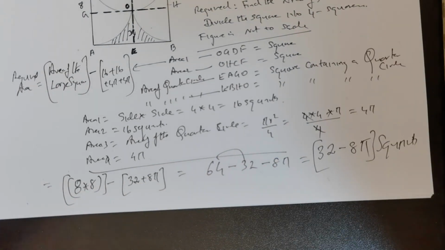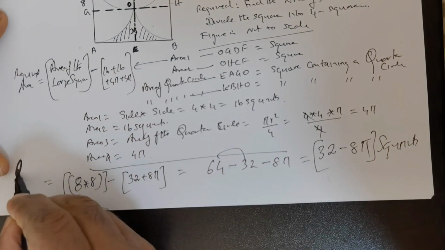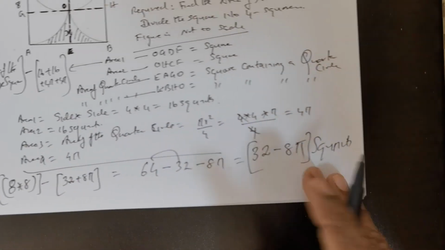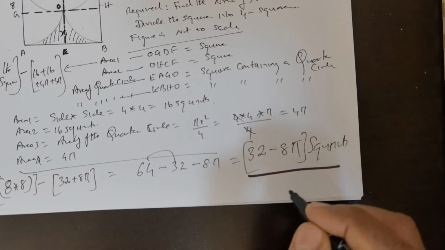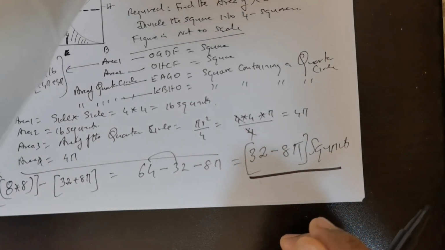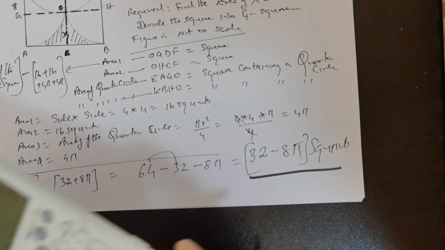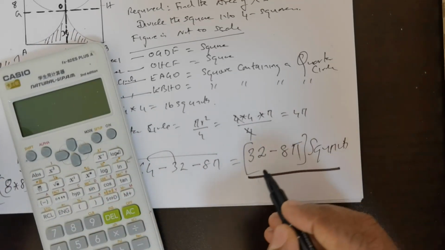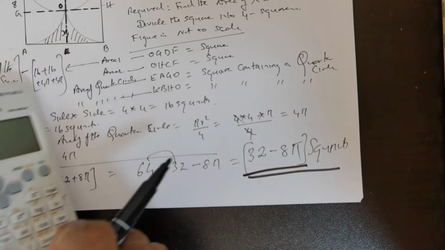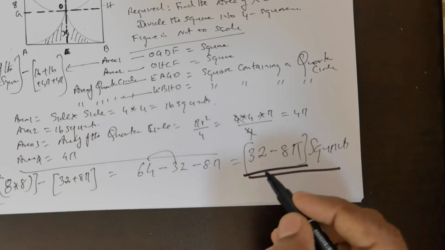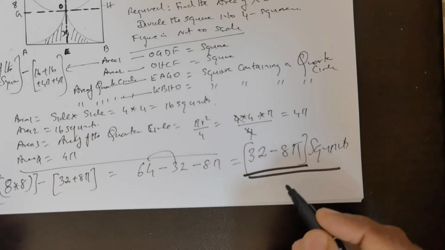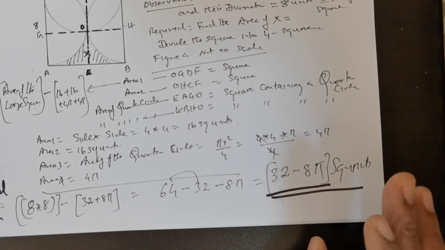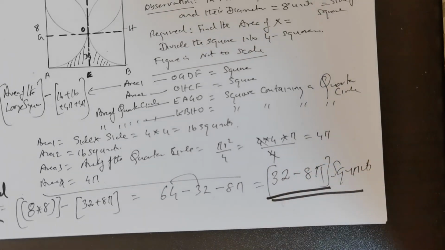Okay, so let me write this down. Required area, and this is the solution. Now if you want, you can use your calculator and you can get it, but I think this is the best point to stop, because if you use a calculator you will get a fraction quantity, and that would make the answer a little bit abnormal.